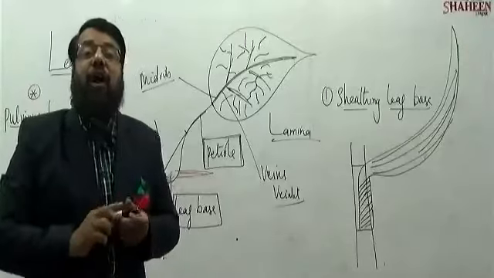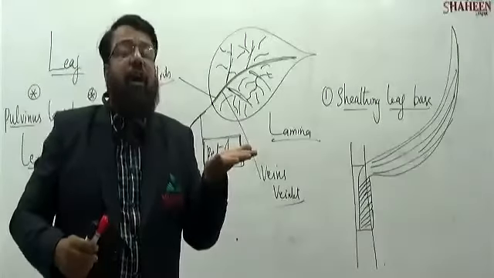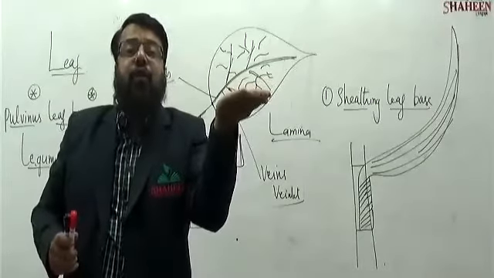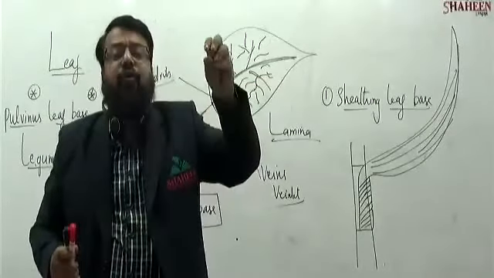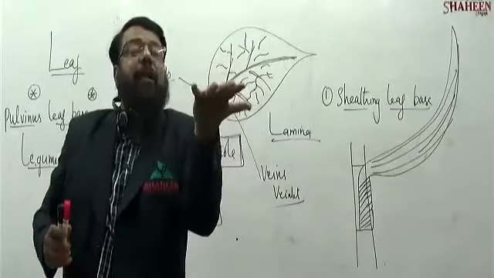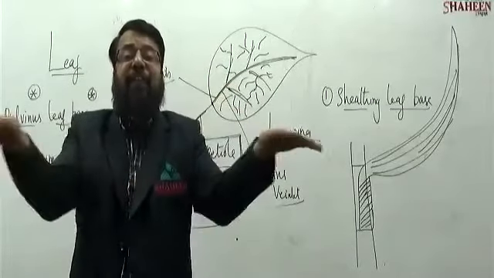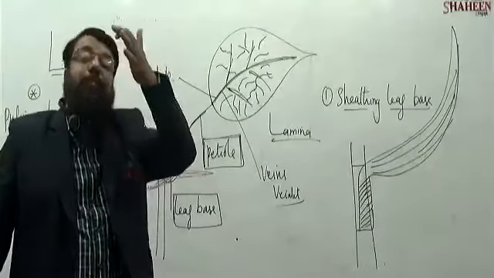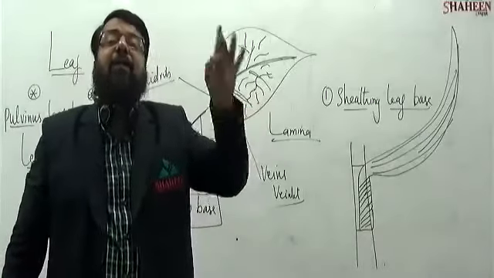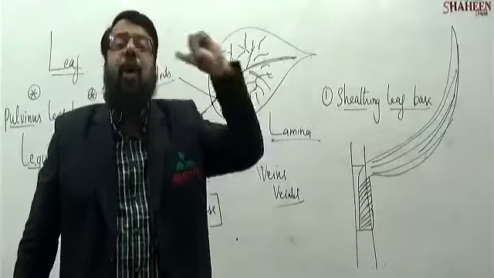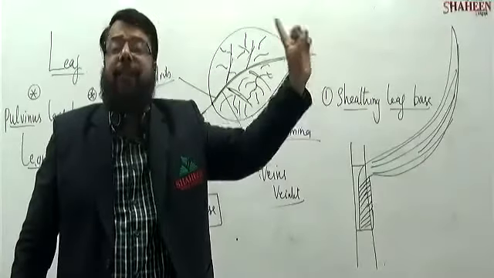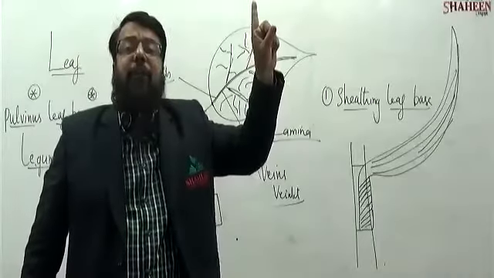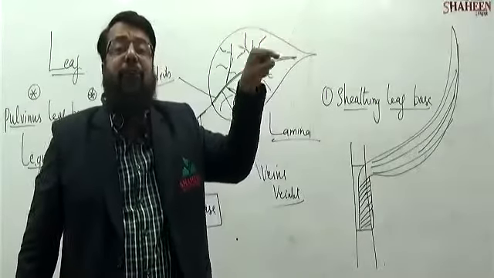What is the function of veins and veinlets? They give rigidity to the leaf lamina so that it does not wilt down. It keeps the leaf lamina always flat. It also helps in the transport of water, minerals and photosynthates. The substances produced in the leaf have to be passed out to different parts of the plant, and that is also done by veins and veinlets.